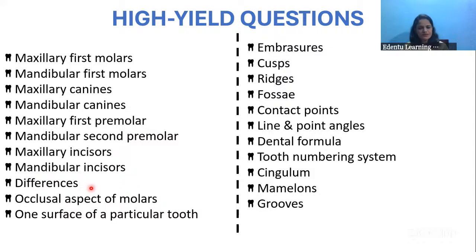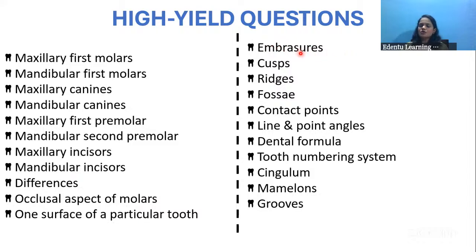Then the differences. Know the differences between all the teeth, like mandibular teeth and maxillary teeth. If there is first molar, what is the difference between the mandibular and maxillary tooth? If there is canine, what is the difference between the maxillary and mandibular canine? Always compare and study. Then it will be easy for you, and you will be able to cover a lot of topics also. Then, like I told you, one aspect alone can be asked, like describe the labial surface of the maxillary canines. Questions like that can also be asked.